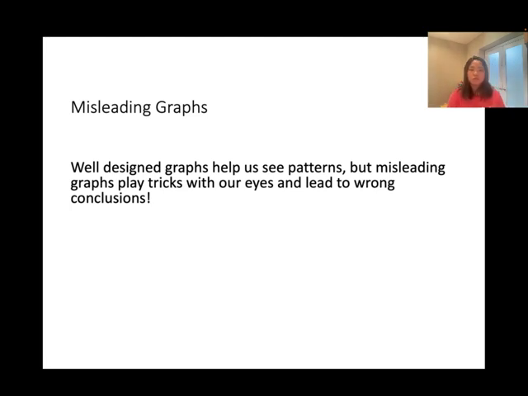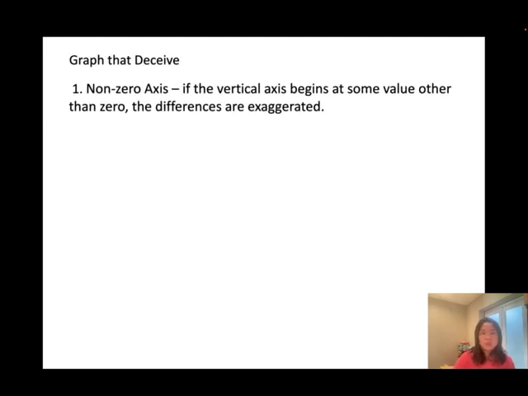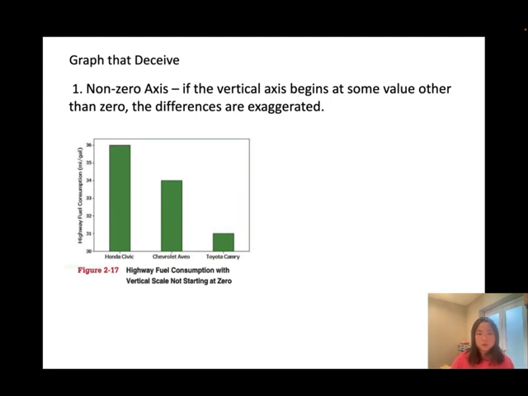Okay, misleading graphs. I will give you some examples to talk about misleading graphs. The first one, non-zero axis. This is talking about the highway fuel consumption of the Honda Civic, Chevrolet Aveo, and the Toyota Camry. By looking at this graph, the first impression is that the Honda Civic gets mileage that is substantially better than the mileage rating found for the Chevrolet Aveo and the Toyota Camry.